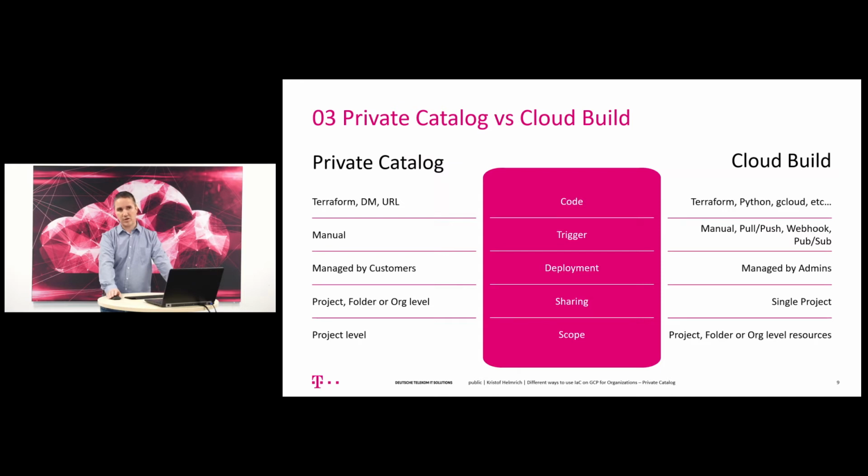For Cloud Build, it is only a single project where the Cloud Build is running. The scope of the private catalog is the project where the deployment will be executed. For Cloud Build, it can be outside of the project. It can be a different project, folder, or organization level.